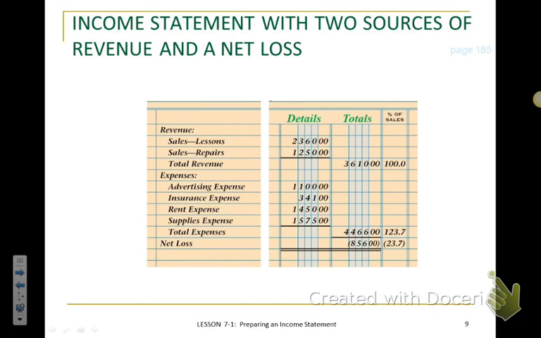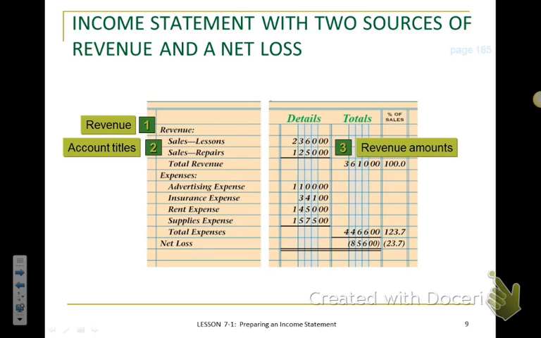This is going to show us a company that had multiple categories of sales. So this is just giving you an example of a company where they had, what did they have? They had lessons and repairs, okay? And then we would calculate the individual component percentages for these. This clip is just showing you the totals, not the details, okay? And this company is also showing a loss. They're showing us that their loss was 23.7% of their total sales, which is not very good at all.